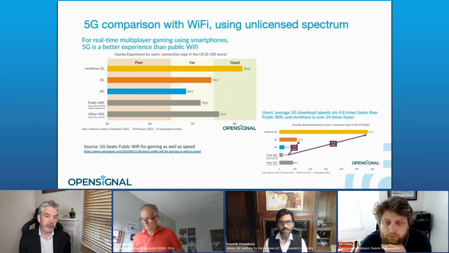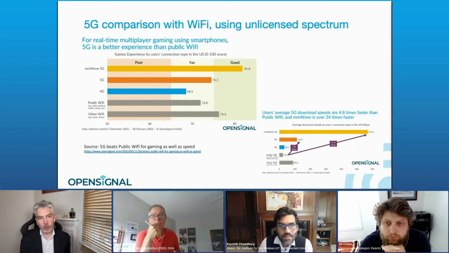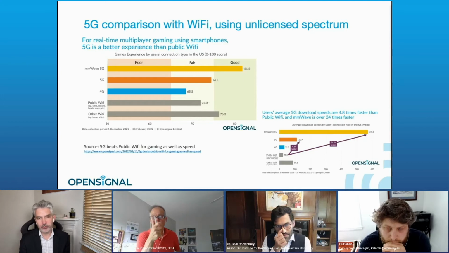We've also looked at unlicensed spectrum. On the main chart here, you can see multiplayer gaming. We've compared that with two types of 5G spectrum: millimeter wave, this very high capacity, very high frequency, very localized spectrum, with the overall 5G experience, and with 4G. We've also split Wi-Fi out, because one of the key things you can see with unlicensed spectrum is different kinds of Wi-Fi have different characteristics.